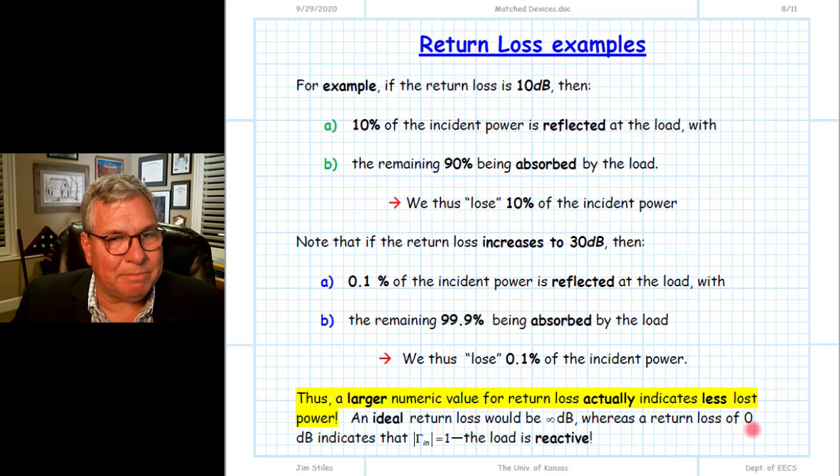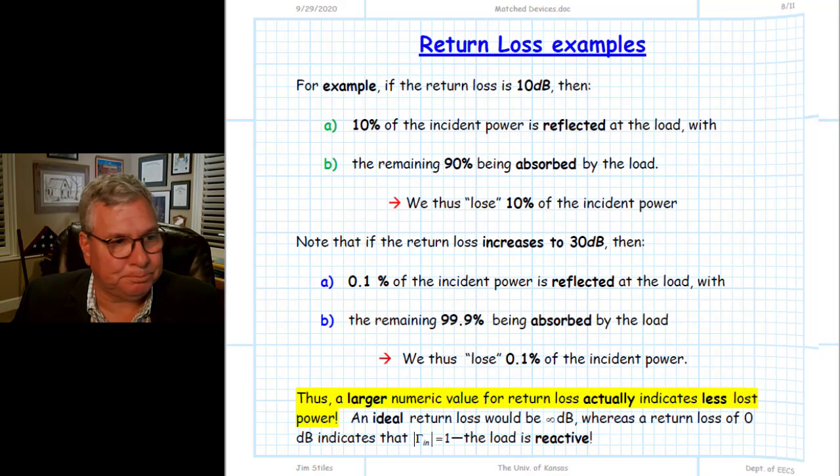But again, that does not mean we have more loss. The larger the number, the less power we've lost due to reflection. So you have to kind of keep that in mind. Students sort of just inherently feel like the larger number should be worse if it describes a loss. But in this case, the larger number is better.